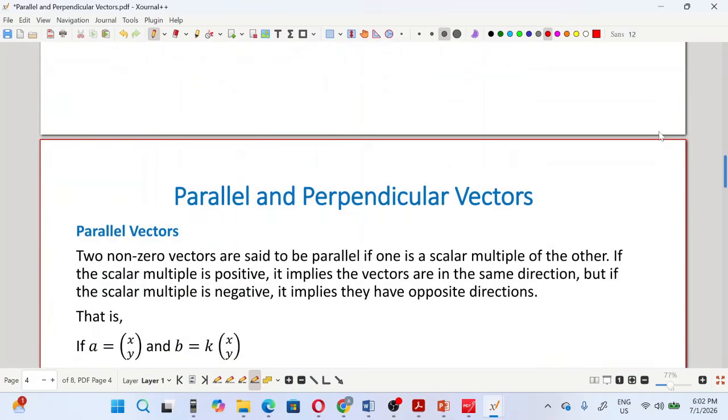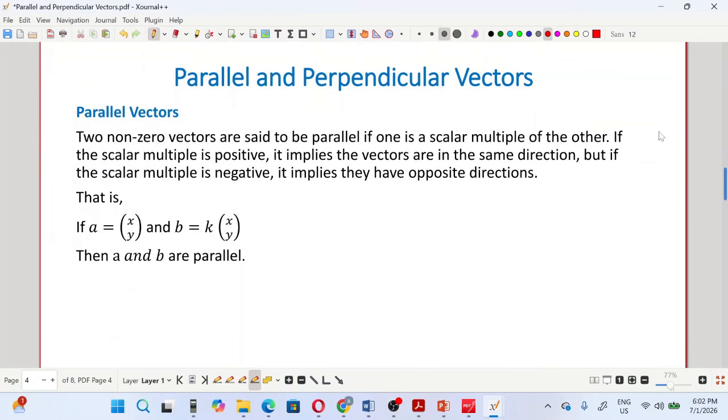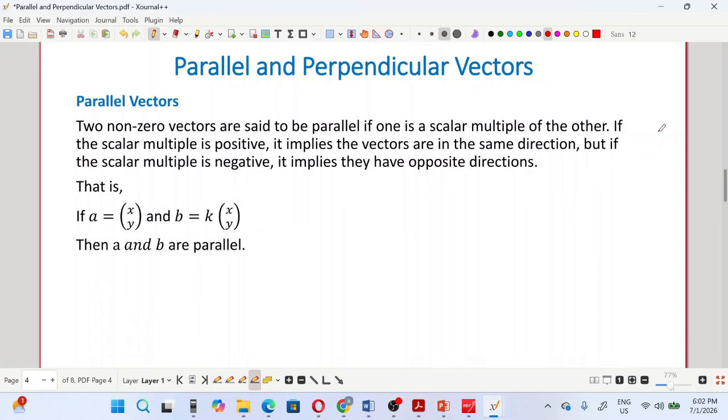So we can now quickly go into parallel and perpendicular vectors. We want to look at a parallel vector. It says two non-zero vectors are said to be parallel if one is a scalar multiple of the other. So this is the reason why I made us look at the multiplication of a vector by a scalar before coming in here.